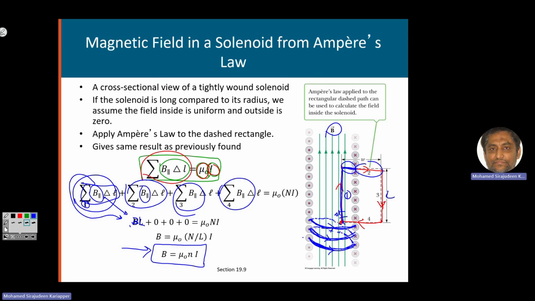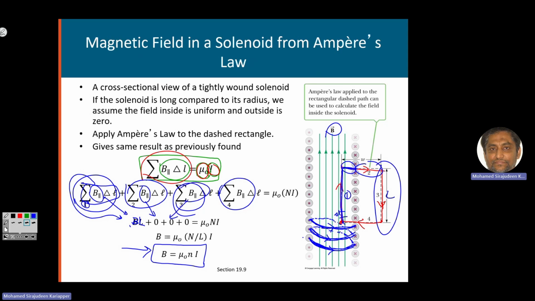What about the outside part of wire 2, which is outside of the solenoid? There is no magnetic field. In a perfect ideal solenoid, a long straight solenoid, there is only magnetic field inside, no magnetic field outside. Therefore, this is 0 anyway, no contribution to this summation. Number 3, this part is also outside the solenoid, no magnetic field. Therefore, this is also 0.